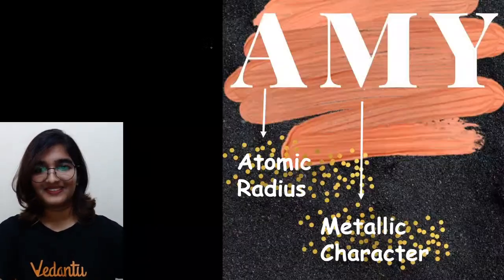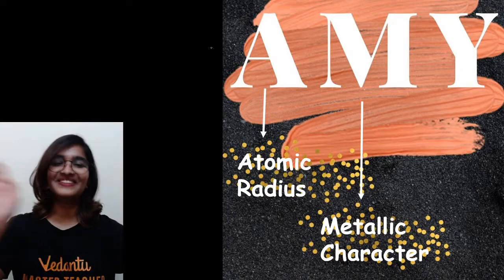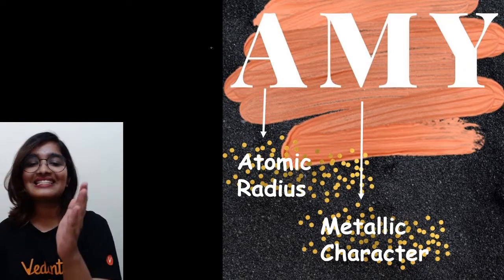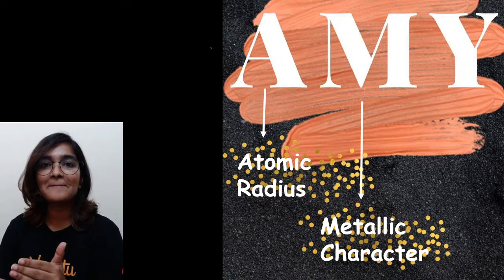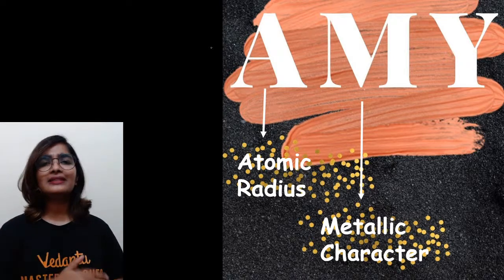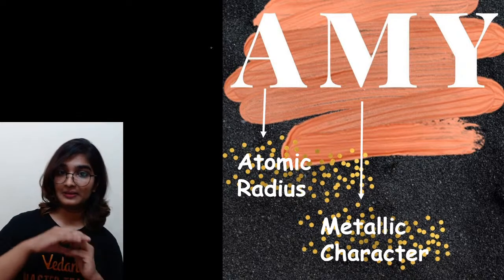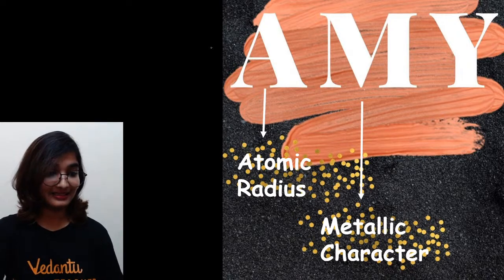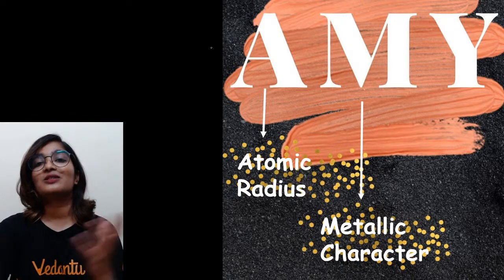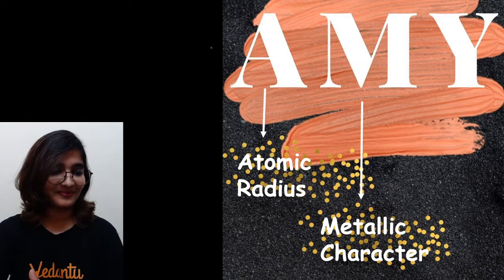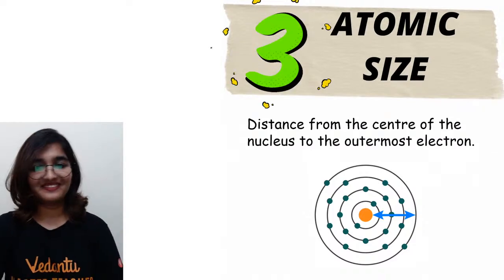Oh, see Amy. Hello. In Amy, A stands for atomic radius and M is metallic character. So let's see what Amy does to teach us how the atomic radius and metallic character vary across the period and down the group.